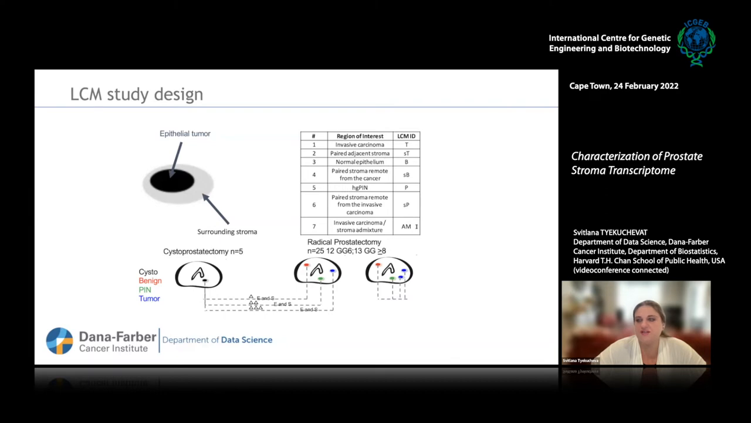As well, we took some admixture samples to understand the deconvolution methods that are now popular to estimate cellularity. We will not be talking about this today, but if you're interested, I'm happy to talk about that next time.